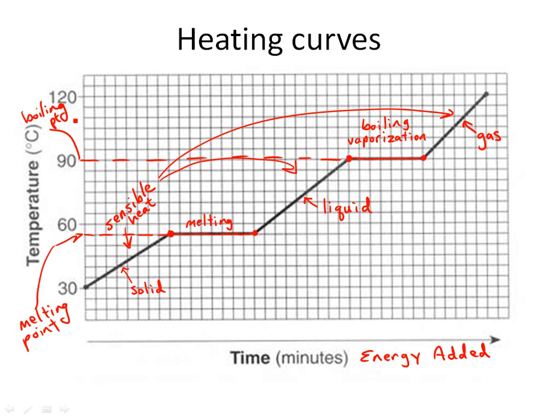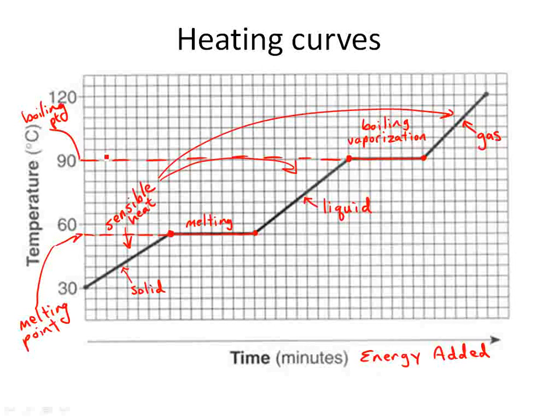The types of questions that I might ask you about this is I might give you a heating curve like this and say, is this the heating curve for water? Remember we said that melting point and boiling point were characteristics of a substance, so you could look at this and say, well, here I'm melting at less than 60 degrees, and I'm boiling at 90 degrees. So no, this would not be a heating curve for water.